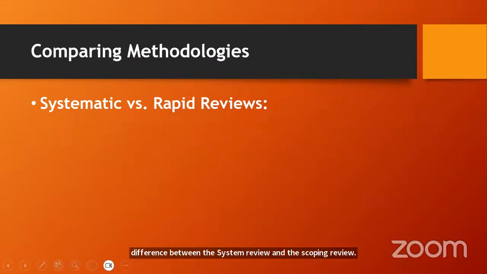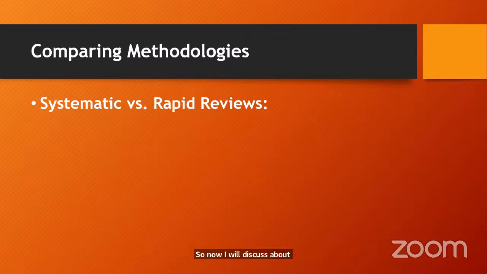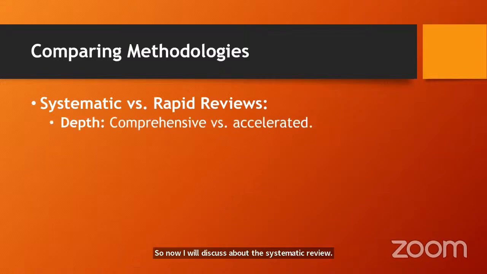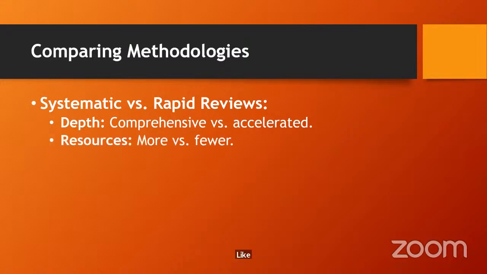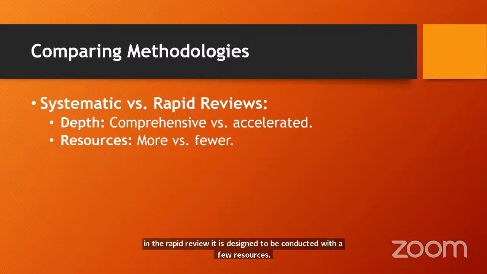So now I will discuss the systematic review versus the rapid review. Again, systematic review is comprehensive and rapid review is fast. We'll use a simple method and we'll start a rapid review. So resources: in systematic review, we need more resources, more time, more effort, more people. But the rapid review is designed to be conducted with fewer resources and in a shorter period.